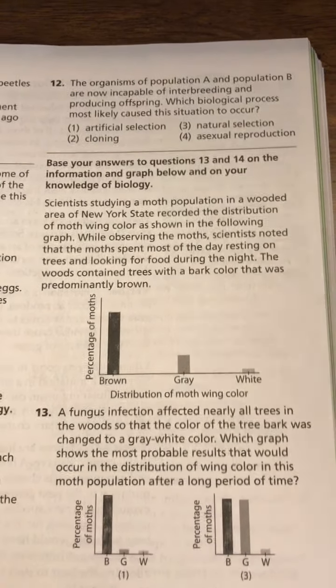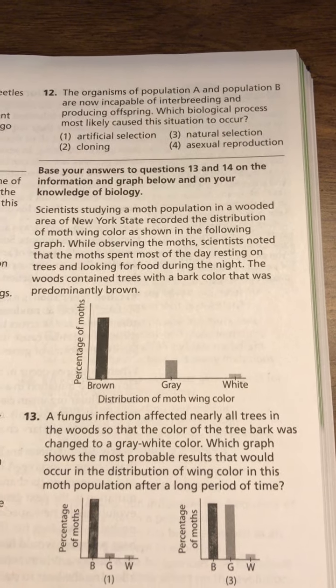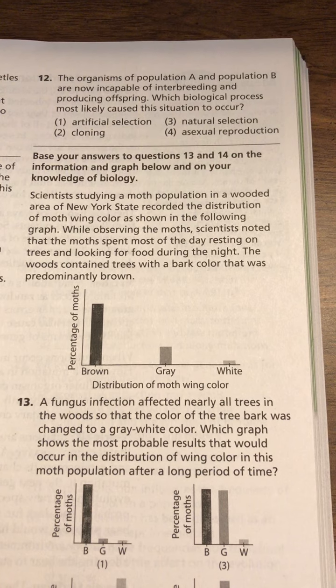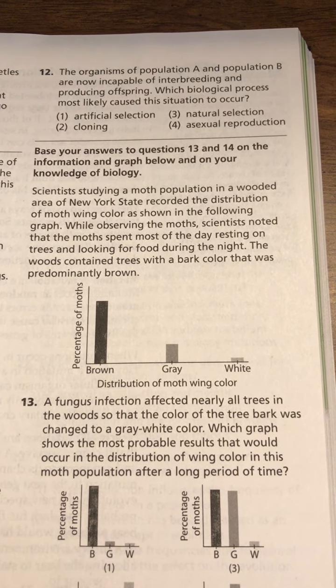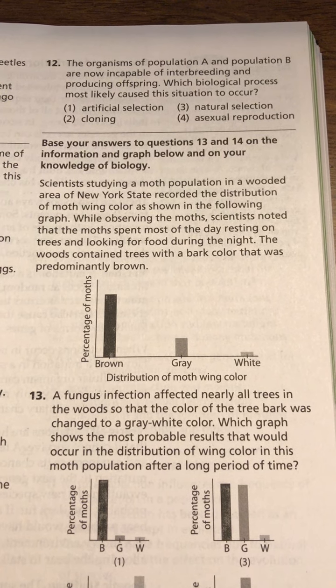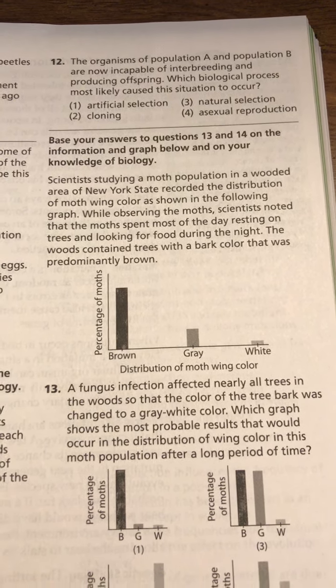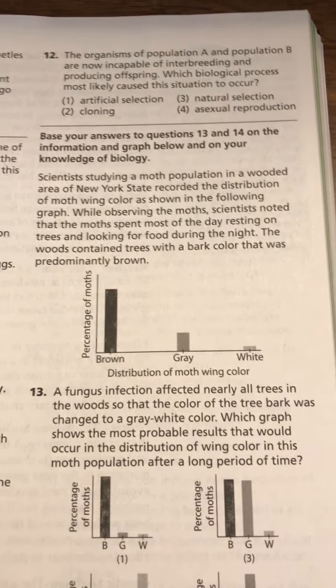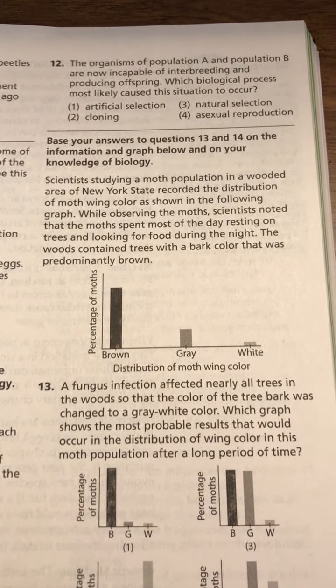Number 12. The organisms of population A and population B are now incapable of interbreeding and producing offspring. Which biological process most likely caused this situation to occur? 1. Artificial selection, 2. Cloning, 3. Natural selection, or 4. Asexual reproduction.